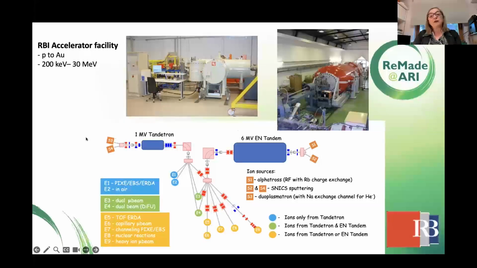So ions, when they are produced in the ion source, have to travel through vacuum tubes, and there are some optical elements which bring them into the scattering chambers, where we can do different kinds of experiments. Here you can see one nice feature: we can deliver ions from two accelerators simultaneously in two beam chambers. These are our newest beamlines for irradiation of fusion materials, the DIFU beamline, and the dual microbeam setup.